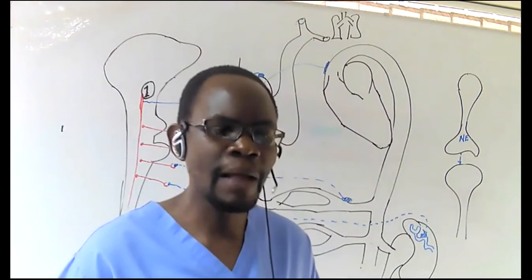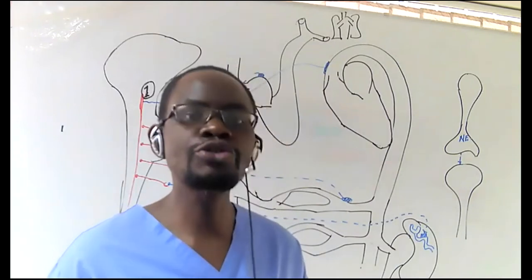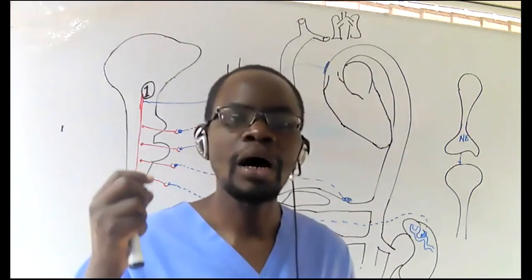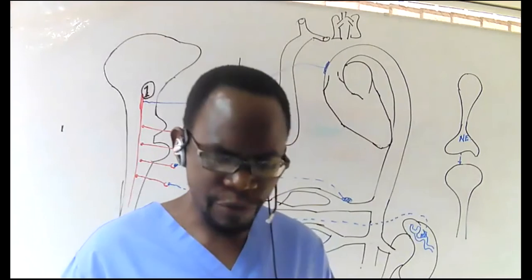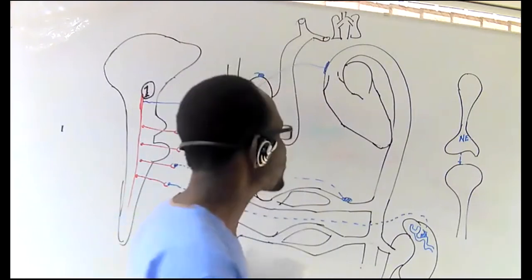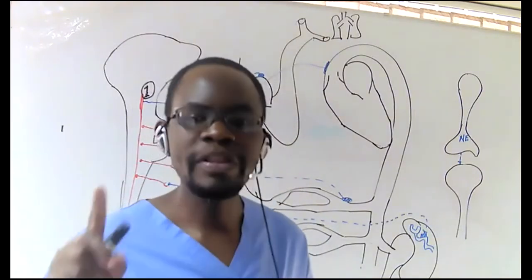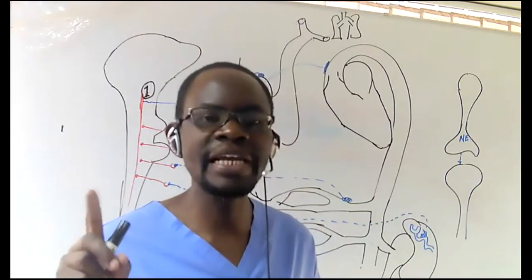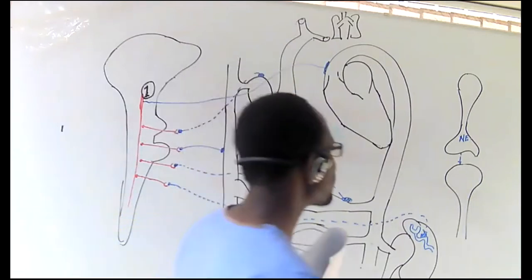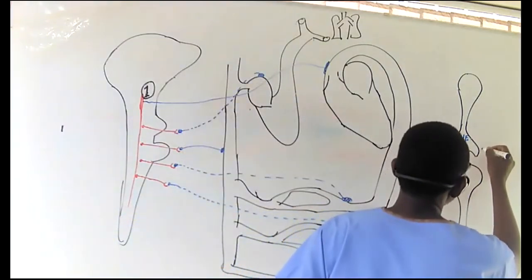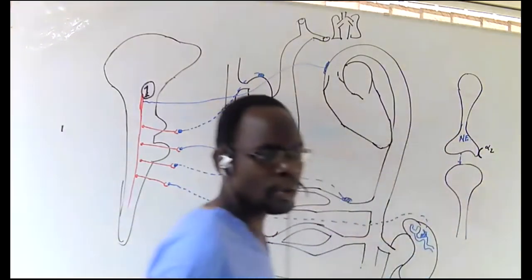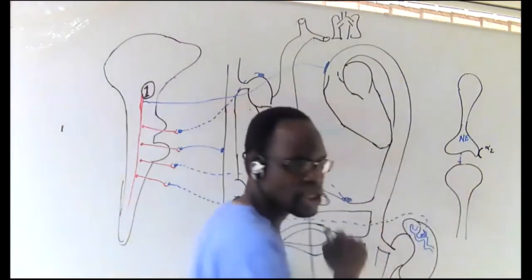But one most important thing that I want to stress in this presentation is that on the nerve endings of these neurons, we usually have receptors of alpha 2, not alpha 1. So if I can demonstrate that, we have a receptor here for alpha 2.